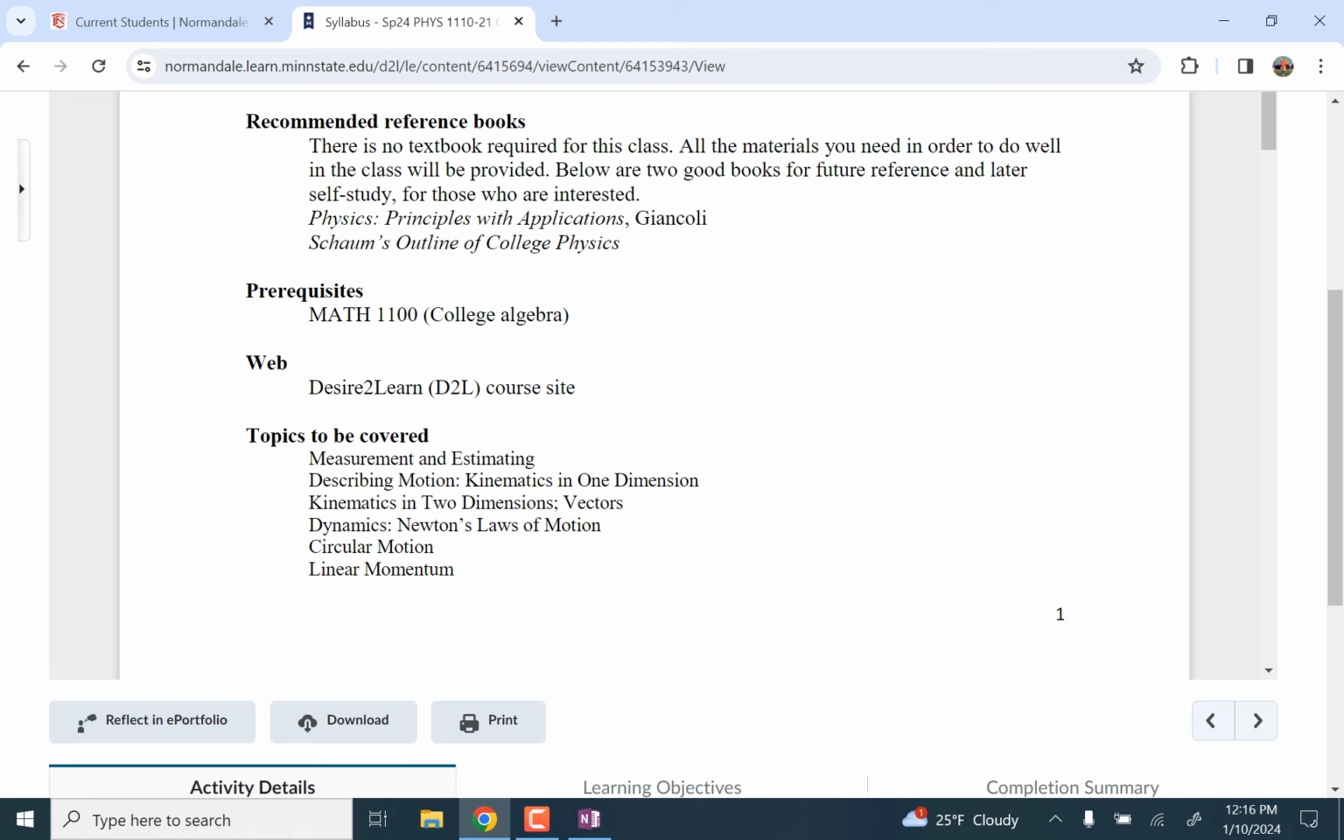Okay, well, it says the prerequisite is college algebra. That's more or less true. But there are some other math classes you can take instead of that. The website for the class is D2L. I went over that a little bit.